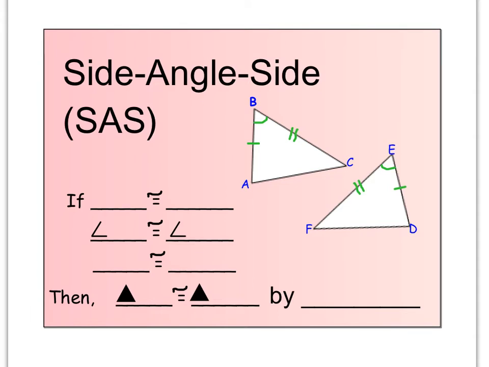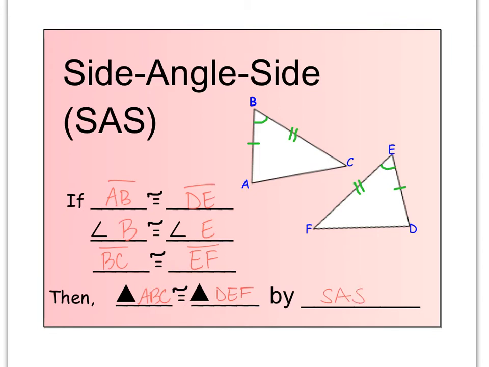The second shortcut for triangles is if you have a side, an angle, and a side from one triangle that match up with the other triangle. So for instance, if side AB in the first triangle is congruent to side DE, and if angle B is congruent to angle E, and if side BC is congruent to side EF, which they are because of the markings on them, then triangle ABC is congruent to triangle DEF, and it's because of the side-angle-side theorem.